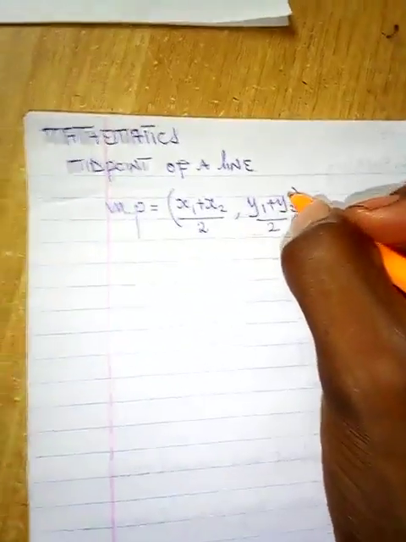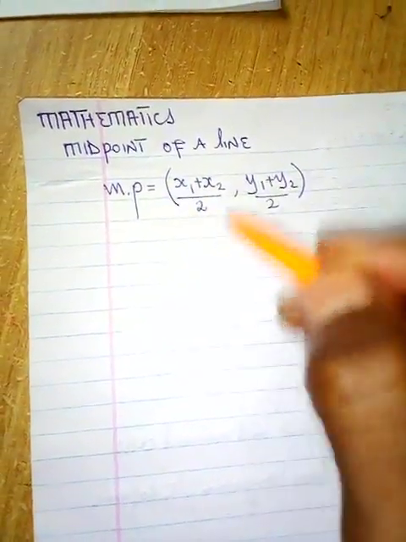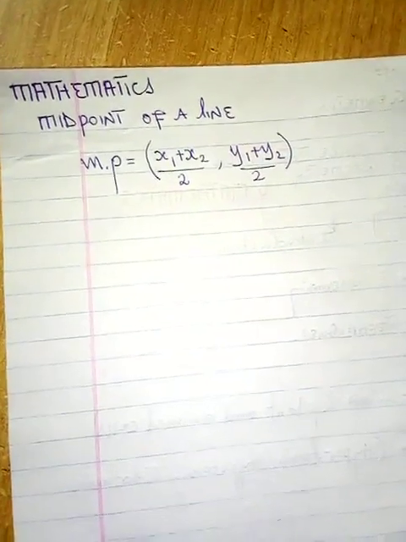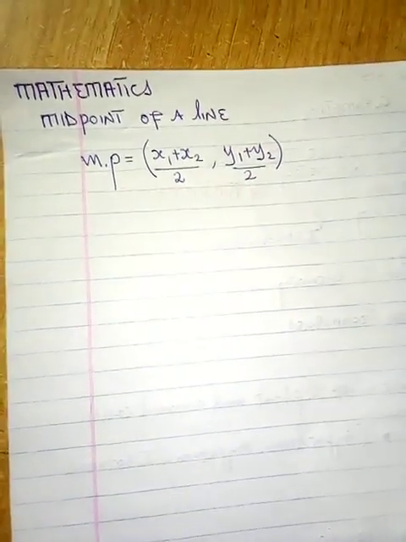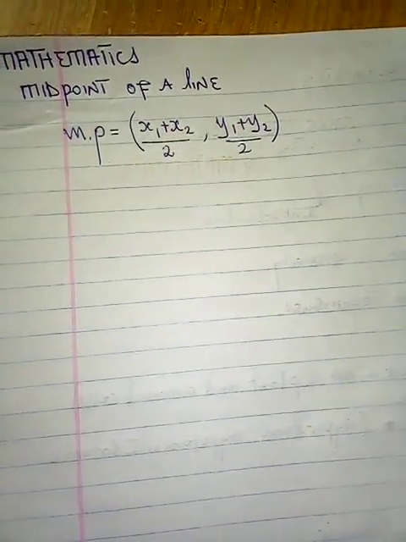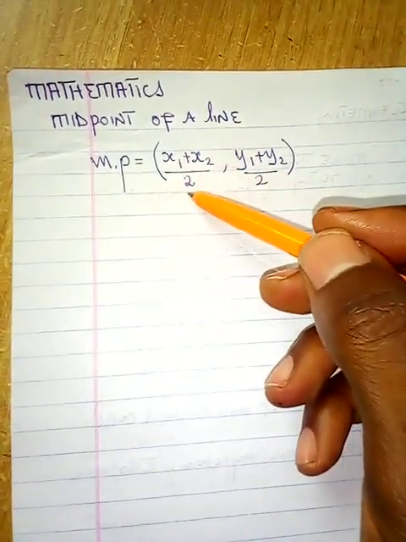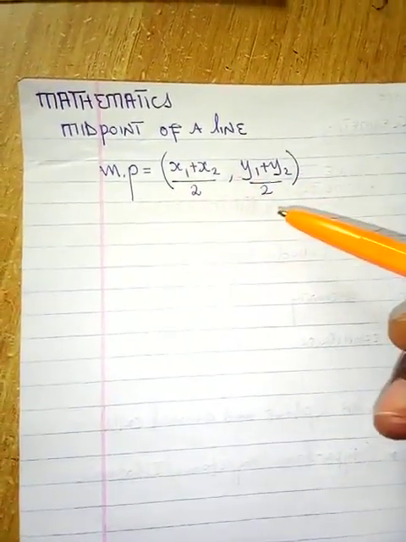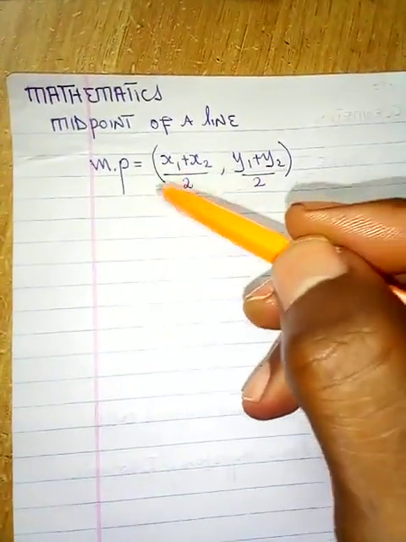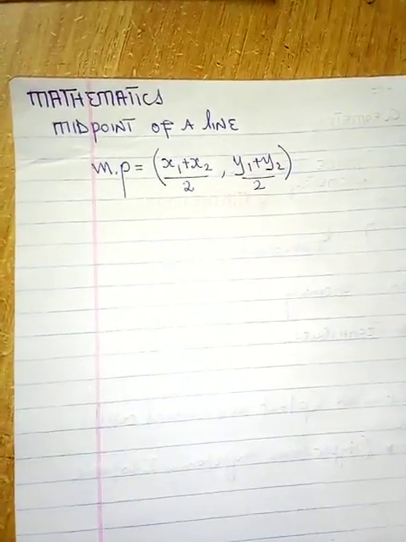What does this mean? This means that what you basically do is find an average of the x coordinates of the coordinates that have been given, and you also determine the average of the y coordinates. So these are just averages. Your x1 plus your x2 divided by 2, your y1 plus your y2 divided by 2. This is the formula that you can use to determine the midpoint of a line.